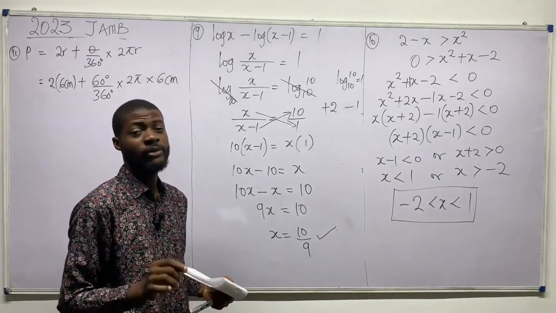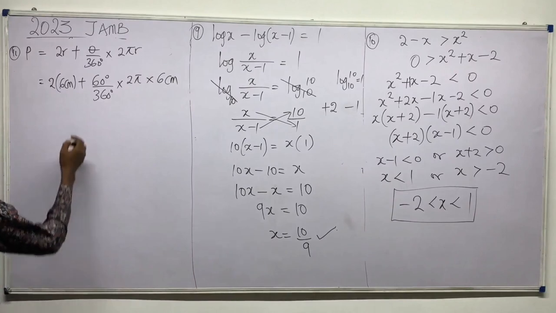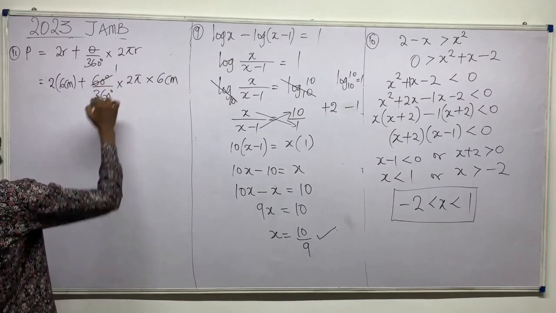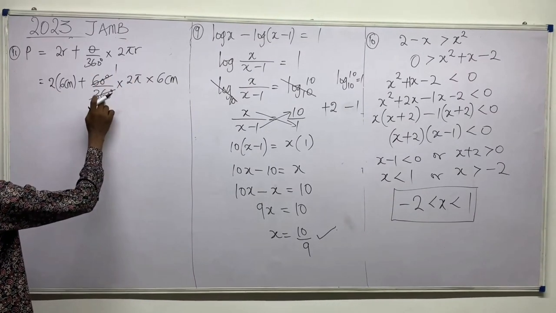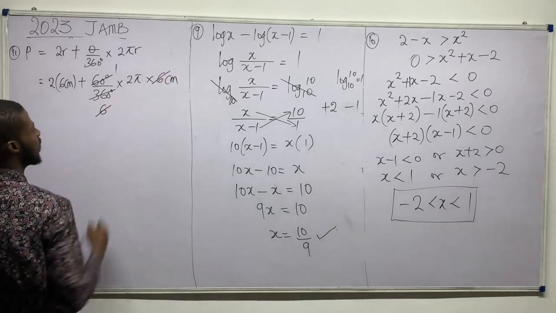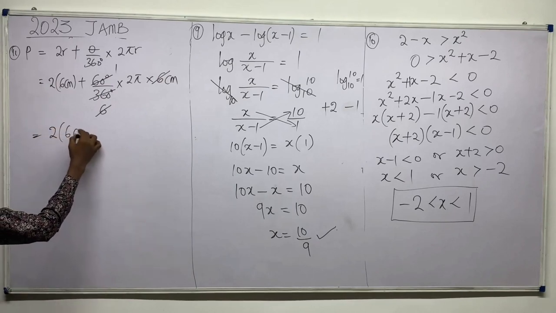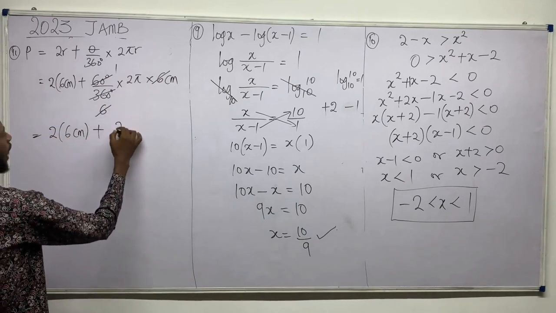Don't replace pi with 22 over 7. Leave pi the way it is. Okay, 60 here is 1. 60 into this will give me what? 6. Now, 6 can cancel 6 here, right? So what will be remaining? We'll be having 2 brackets 6 cm plus 2 pi, right?